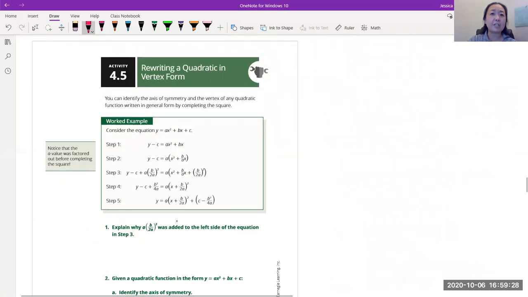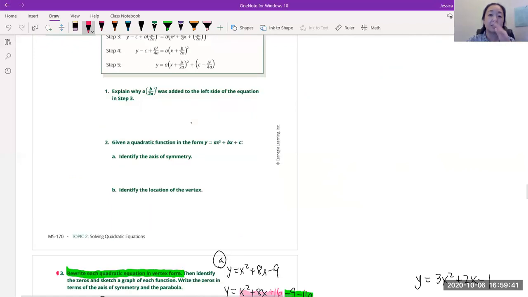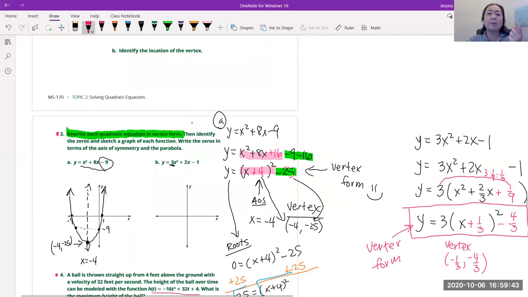Okay, now we're going to change it to vertex form. So we're writing the quadratic from standard form to vertex form. Okay, so we're going to skip this part here because this is in a very symbolic way, but we're not going to do the symbolic way. We're going to just do it the other way because it gets weird. So here we go.